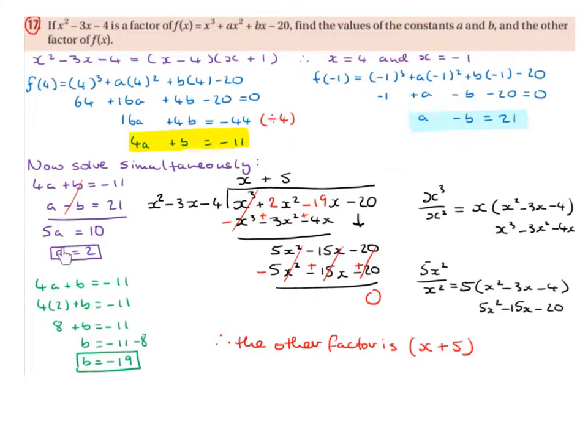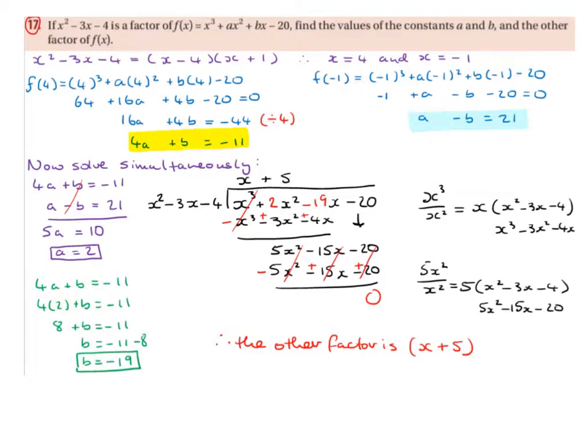So now we're going to substitute a into one of these equations, doesn't matter which one, I'm going to go with the top one, to find b. So we have 4a plus b equals minus 11. We swap the a for 2, so we've got 4 times 2 plus b equals minus 11. So 8 plus b equals minus 11. So b equals minus 11 minus 8, so b equals minus 19. So we found the values of a and b. A is 2 and b is minus 19.